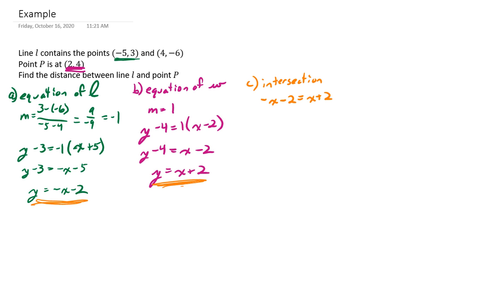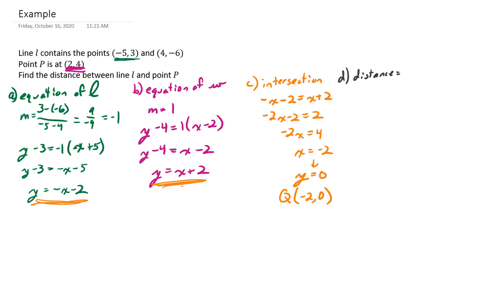I'm going to move my x's to the left side, so subtract x from both sides gives me -2x minus 2 is equal to 2. Add 2 to both sides. -2x is equal to 4. Divide both sides by -2, x is equal to -2. Plugging that into either of my equations, I get that y is 0. So my point Q, the intersection, is at -2, 0. And this now leads me to our fourth step, which is the distance.